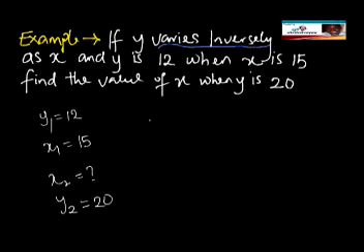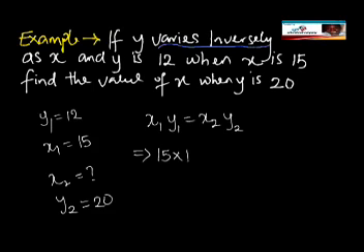Alright, let's see what we'll do here. We're going to pick up this formula, because here you don't make use of the constant. You have x1 y1 is equal to x2 y2, and that will give us, by substituting these values into it, 15 times y1, which is 12, is equal to x2, which is what we're looking for, times y2, which is 20.